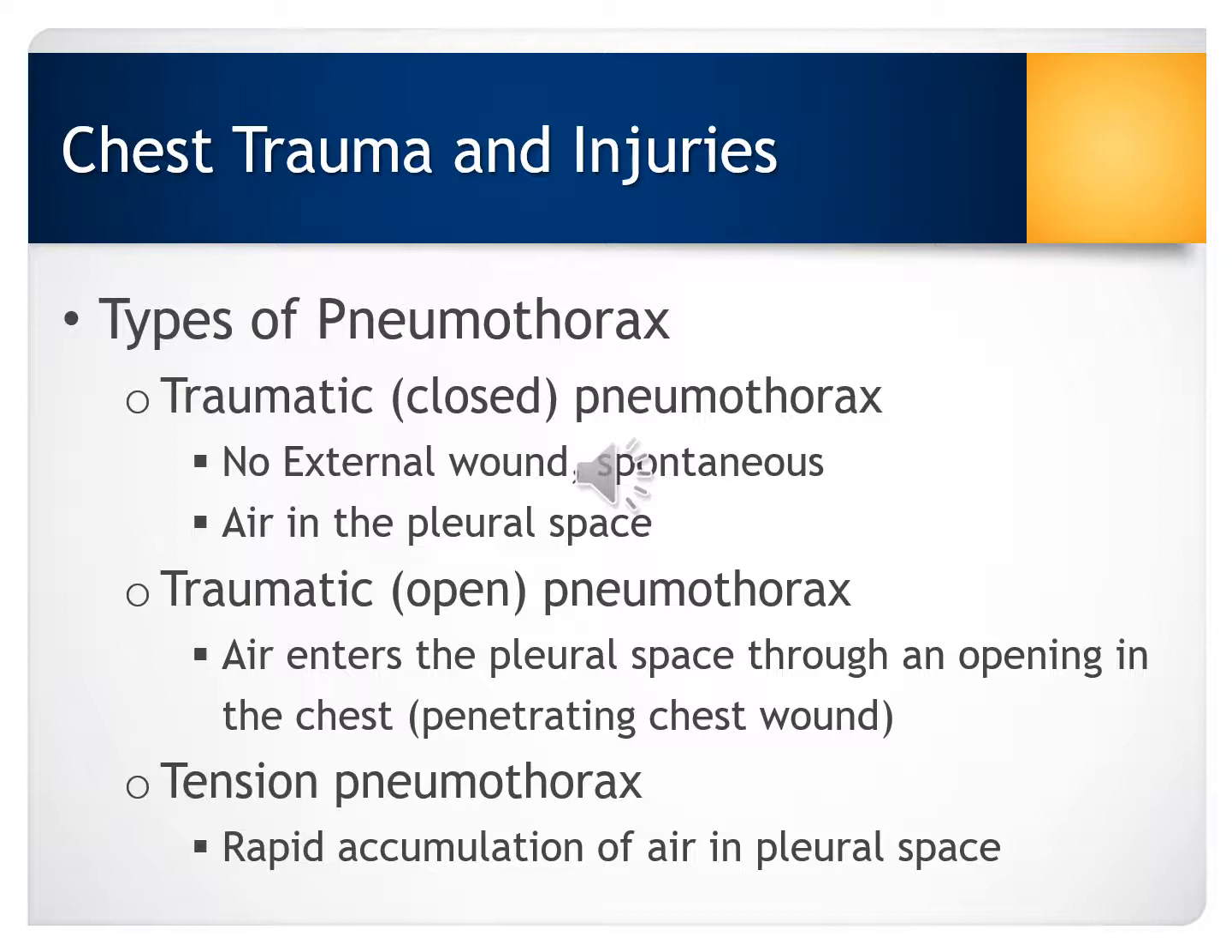For a closed pneumothorax, there's no external wound. This can happen spontaneously, but there is air in the pleural space. With an open pneumothorax, air enters the pleural space through an opening in the chest wall, so that may happen from that penetrating chest wound, such as a gunshot or a stabbing. A tension pneumothorax is rapid accumulation of air in the pleural space and can cause high intrapleural pressures.